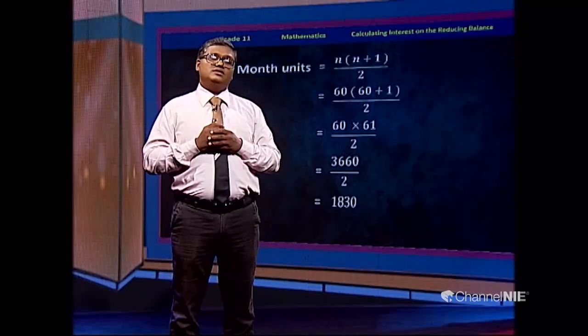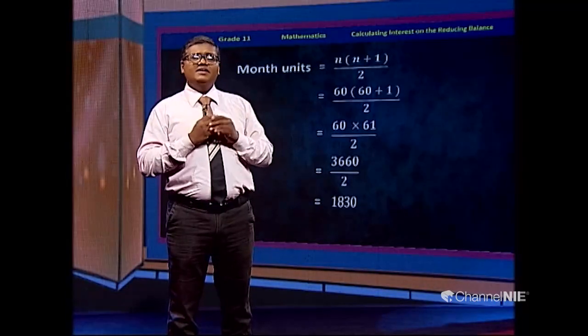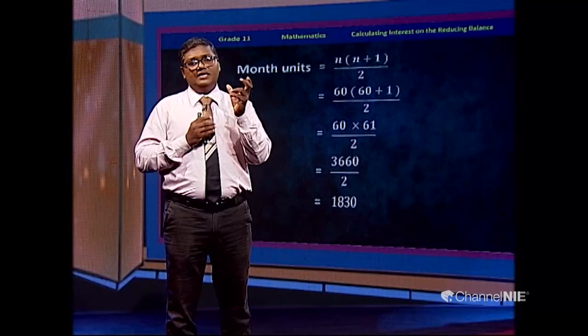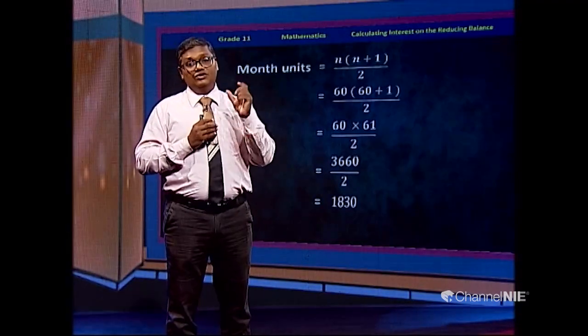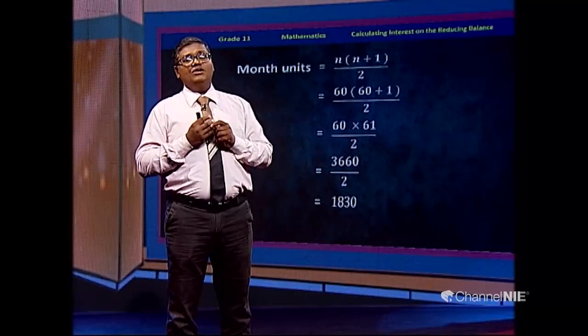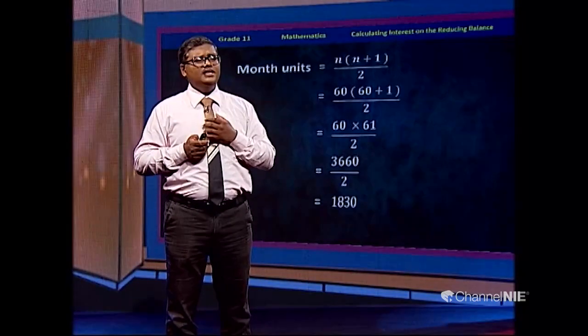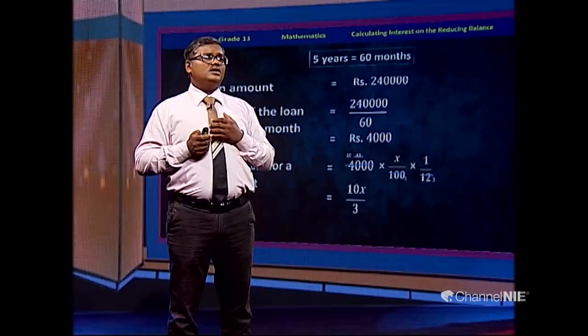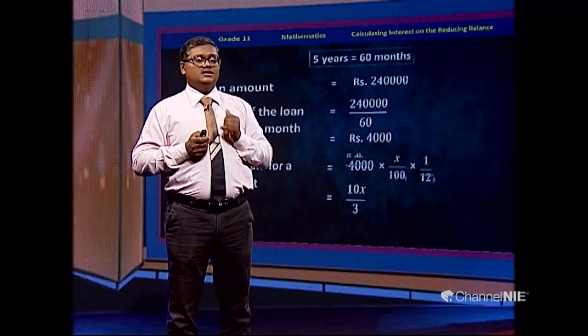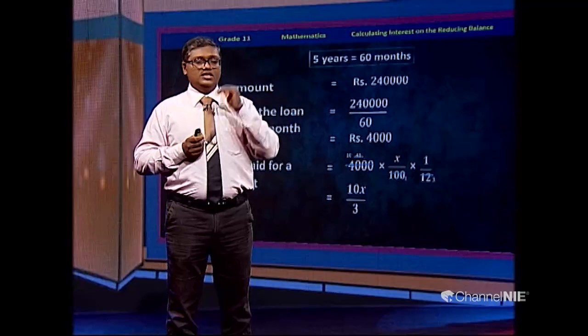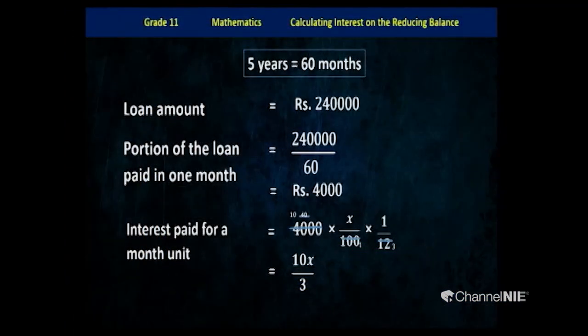Therefore, for this sum, within this calculation, there are 1830 month units. Earlier we calculated the interest for a month unit using x. Now we know how many month units, so let's see how to find the total interest. For reminding, the loan amount is 240,000. The portion of the loan paid in 1 month is 4,000. When you simplify, you get the interest for a month unit as 10x upon 3.